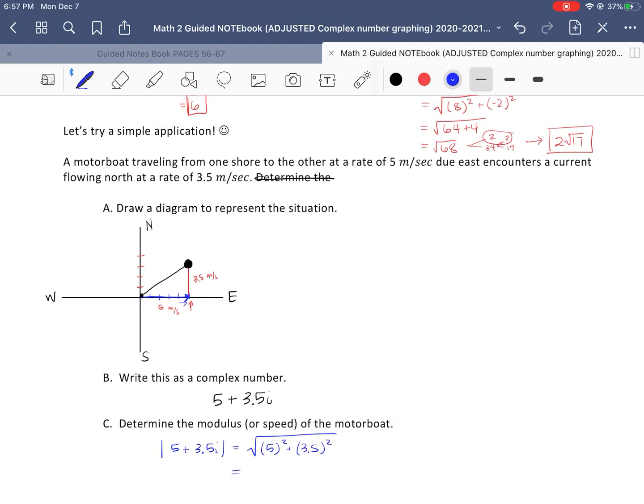So if you plug that into your calculator, 5 squared plus 3.5 squared, and then take the square root of that, we should end up with about 6.1 meters per second. So notice he's flowing to the east, but the current is pushing him, and he's going to be actually going a little bit faster than 5 meters per second because the current is aiding him in moving.